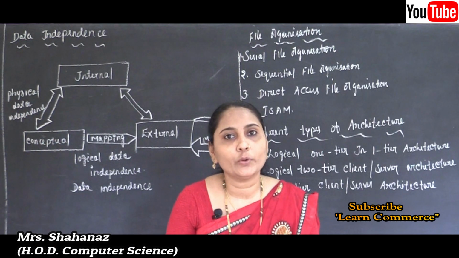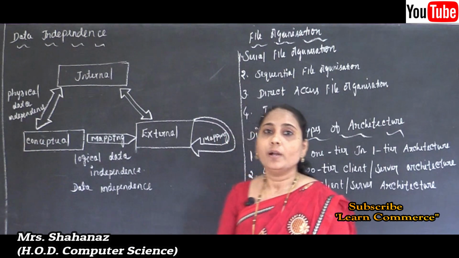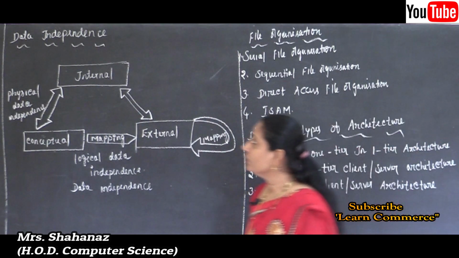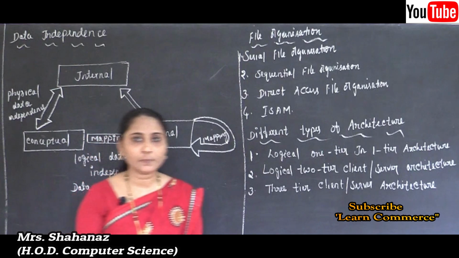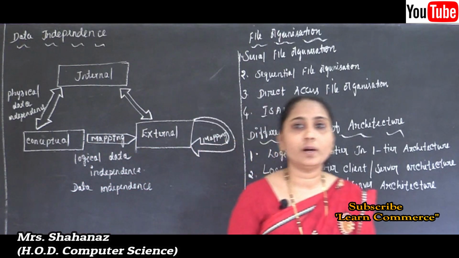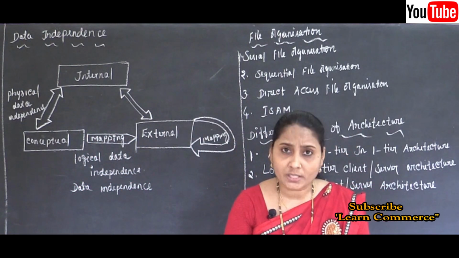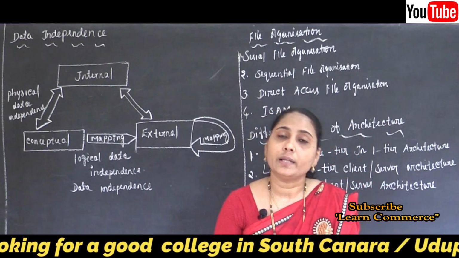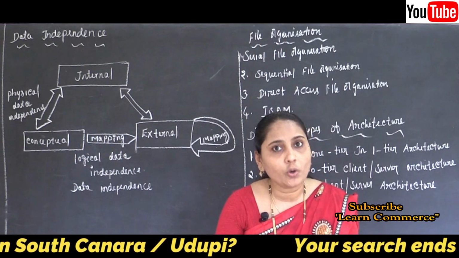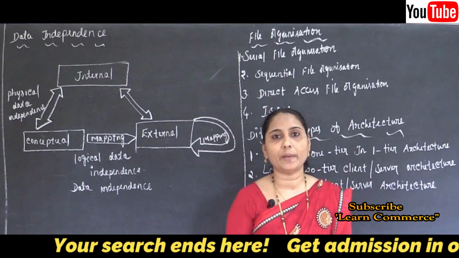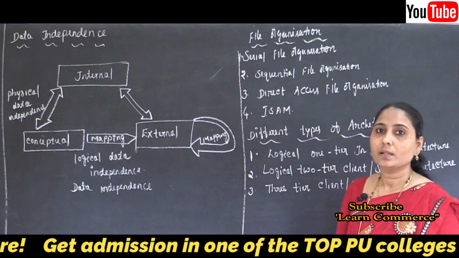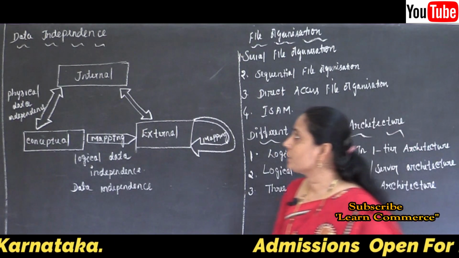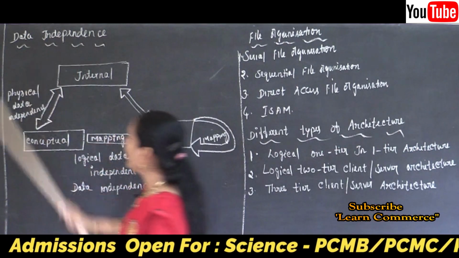Welcome to 2nd PU Computer Science online classes. Why? Because in the last class we already learned some important concepts, that is the conceptual level, external level as well as the internal level, data abstraction, and also why a spreadsheet is not a database. And in today's class we are going to learn a new concept, that is data independence.